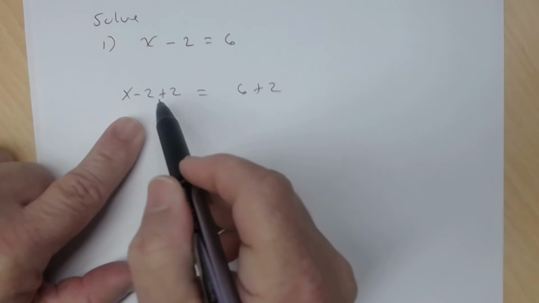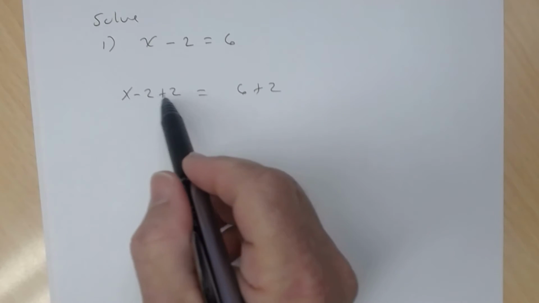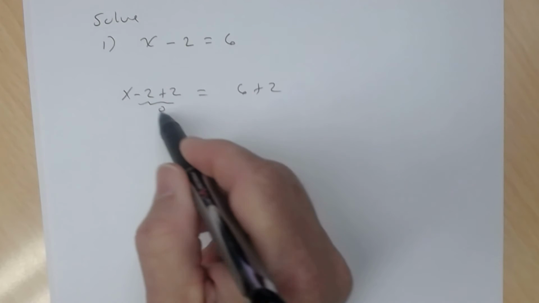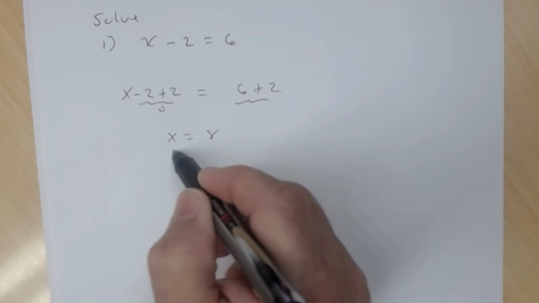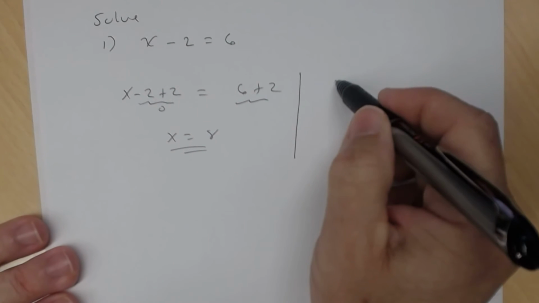Okay? Now remember in a previous lesson where we combined like terms. So a negative 2 and a positive 2 is 0. Remember that's just 0 here. So I'm left with x equal, and then 6 plus 2 is 8. Okay? Now what some students do, I'm going to go ahead and rewrite this again.